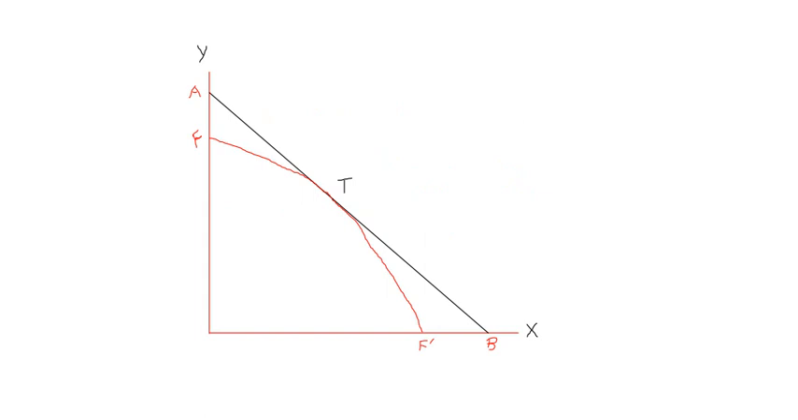Now what is this AB line? The AB line is basically showing the ratio of prices of X and Y. FF dash is the PPC curve, and the point of tangency of this PPC curve to the price line is T.